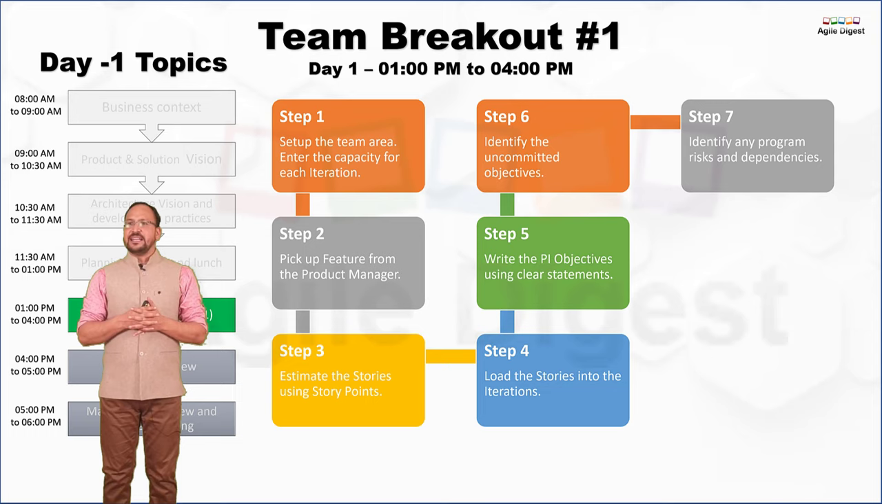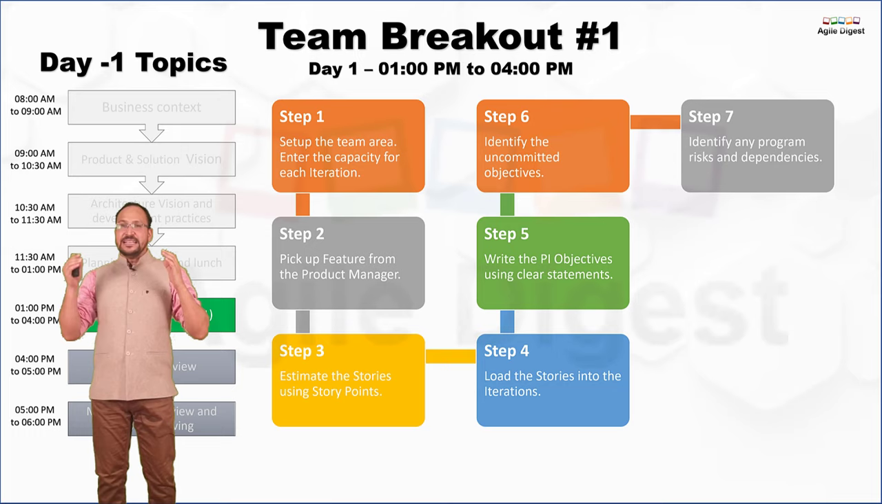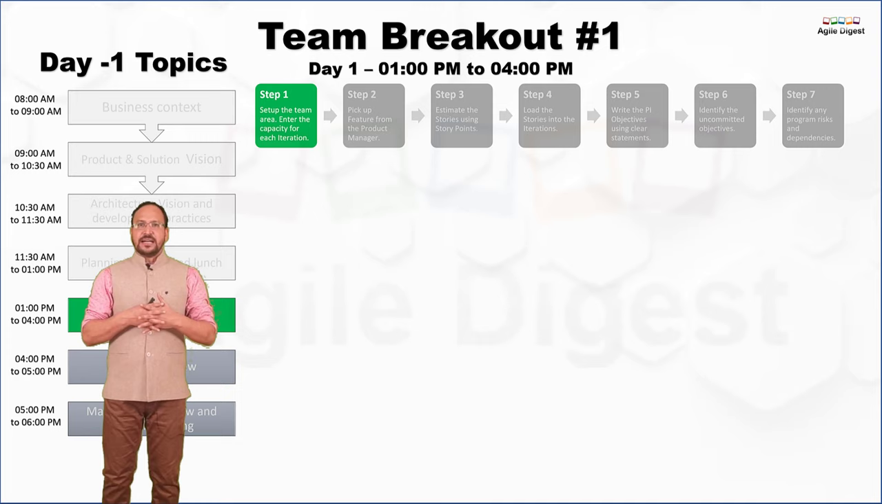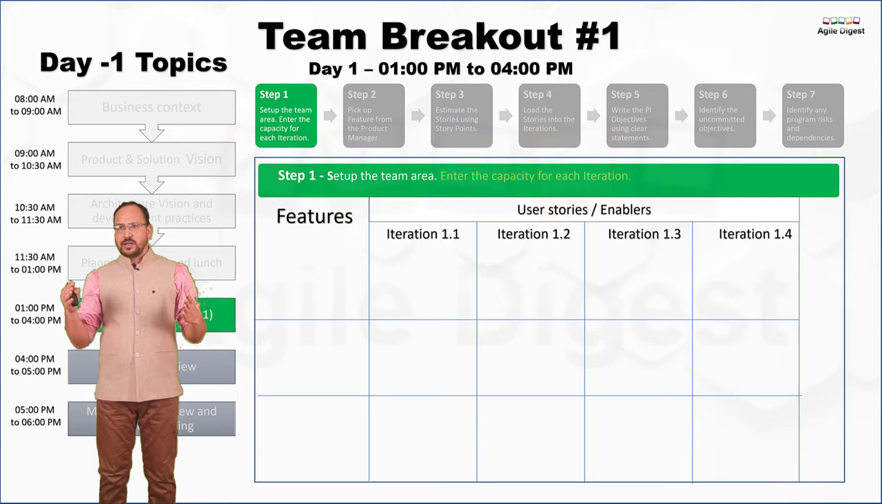So if we talk about each and every step under our team breakout, what exactly we are doing within our team breakout session, we'll jump into the next slide, where we can see step one, set up the team area and enter the capacity for each iteration. If I want to set up my team area, each team will be making some areas, where they will have one feature area and some iteration boxes. We'll look into what exactly this container will contain once we reach that particular stage.